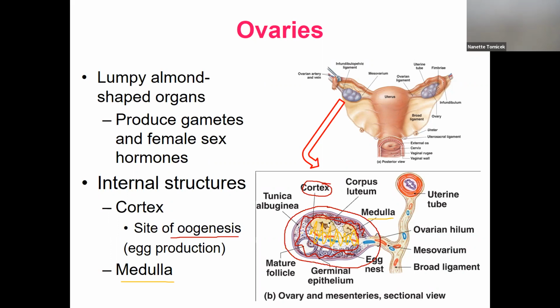If I erase everything on the slide there, we can see that we have an artery and a vein coming into the medulla. You can imagine there's nervous tissue, connective tissue, anything that really needs to support the ovary. But all of the action, all of the really exciting stuff is happening within the cortex, that outer layer.